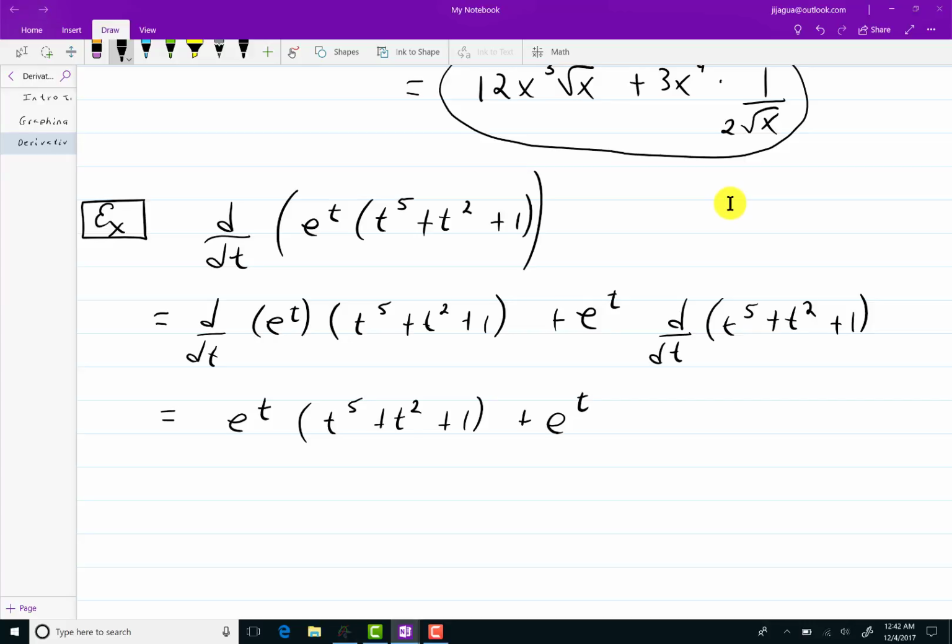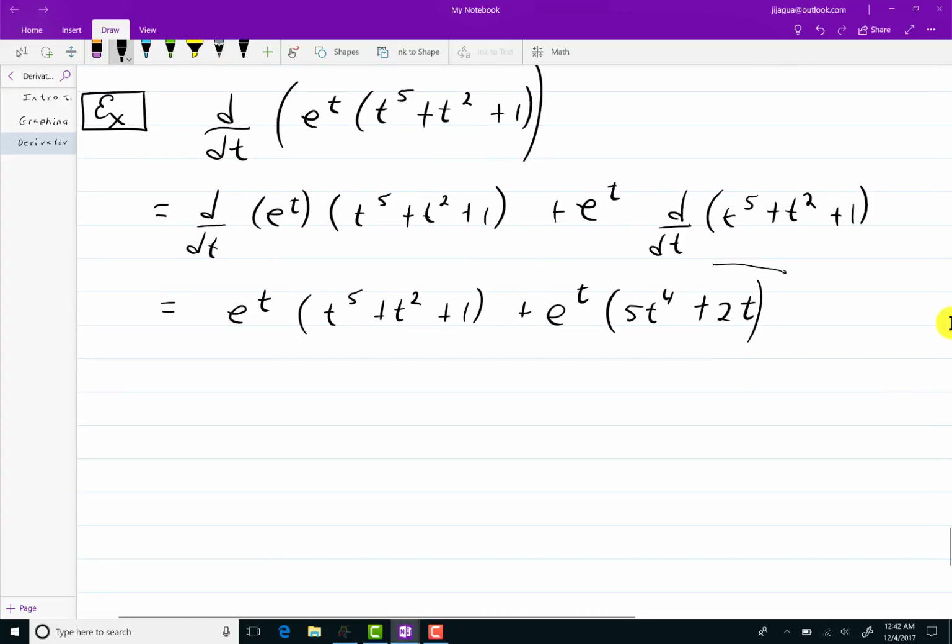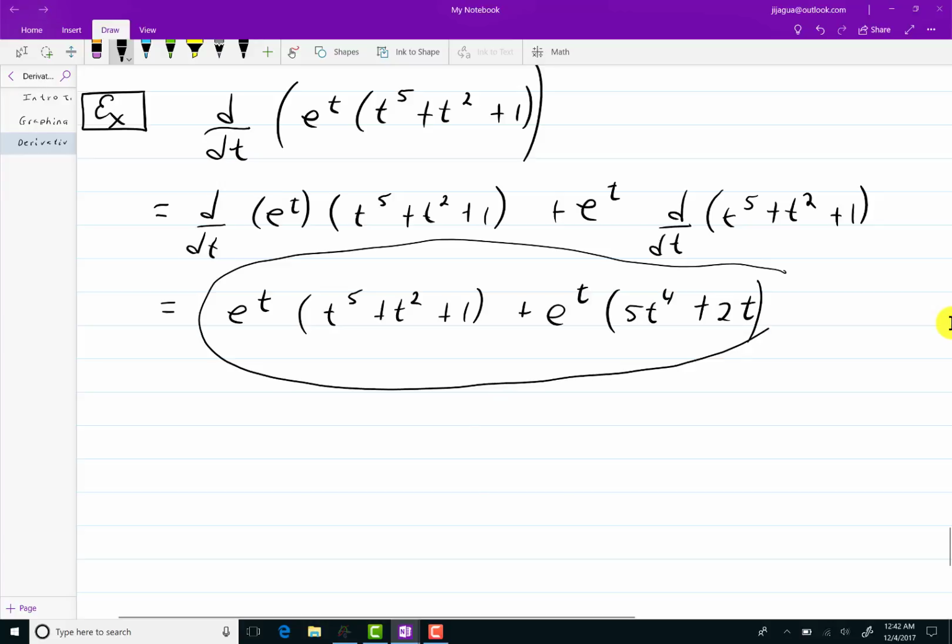Now on the second piece, use the power rule for each of the pieces. So the t to the 5th will become 5t to the 4th. T squared will become 2t, and the derivative of a constant is 0. So I just finished that one off. Like I said, don't bother simplifying. There is no need to do it.